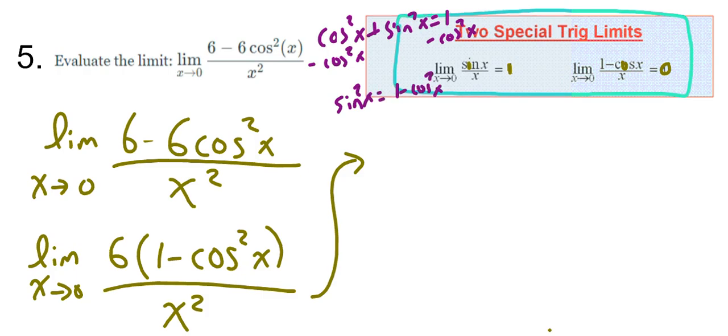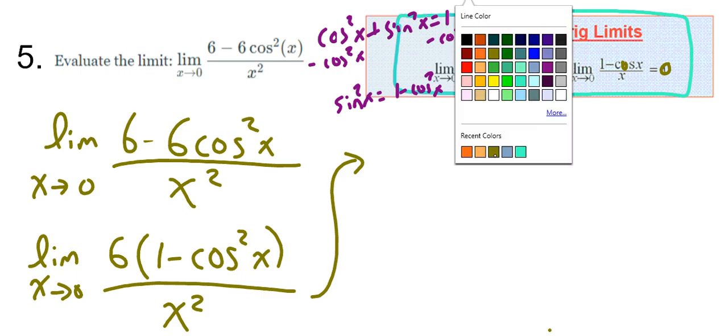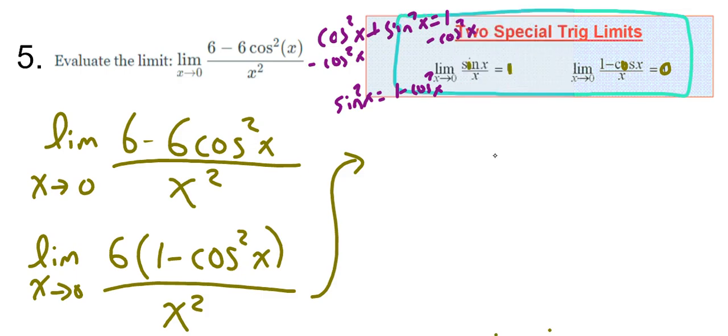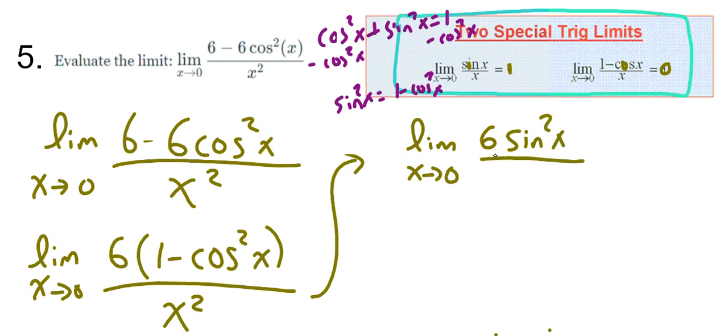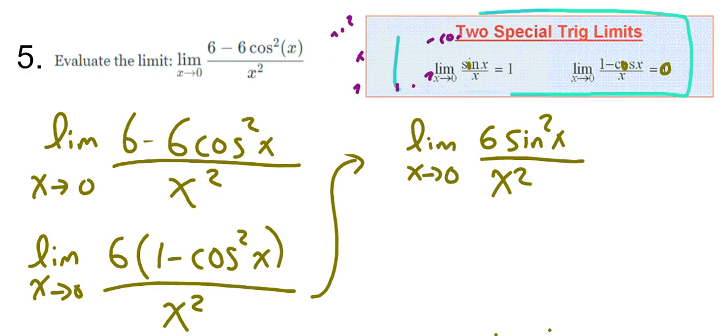All right, so here we go. We're like, wait a minute, now the problem just shifted, didn't it? Let's get back our green. We thought we were going to be using the cosine one, but now this is going to be 6 times sine squared x over x squared. And I have so much up here, let me erase some of it so we can actually see.